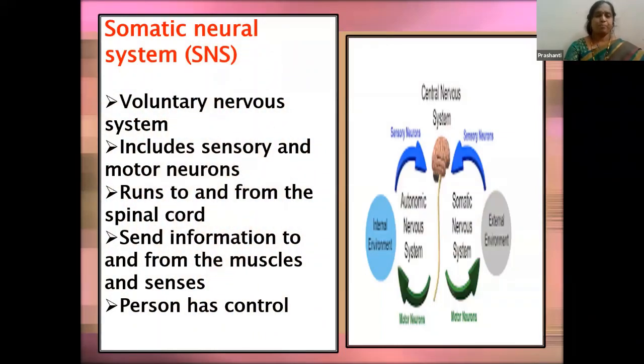Somatic neural system. What is the somatic neural system? It includes all the nerves that run to and from the spinal cord, and they send information to and from the muscles and the senses. The individual has control of this somatic nervous system, so it is also called the voluntary nervous system. So we can say, children, that the somatic neural system sends commands, such as movement, which are under our control.